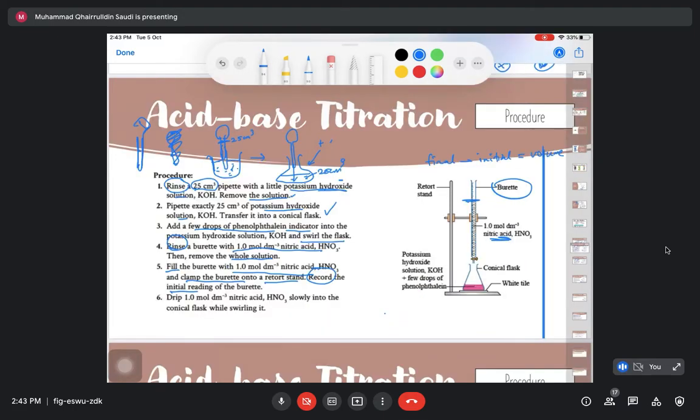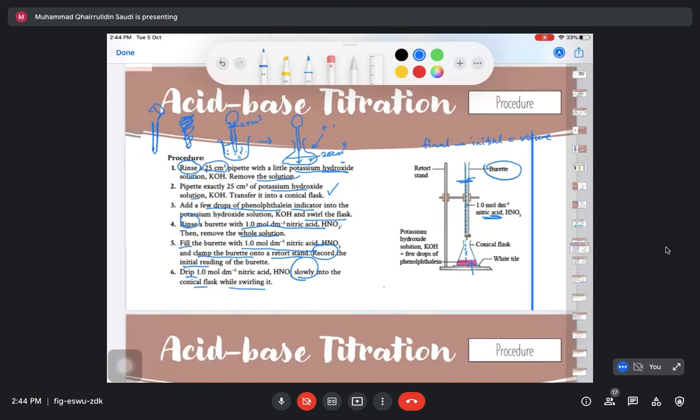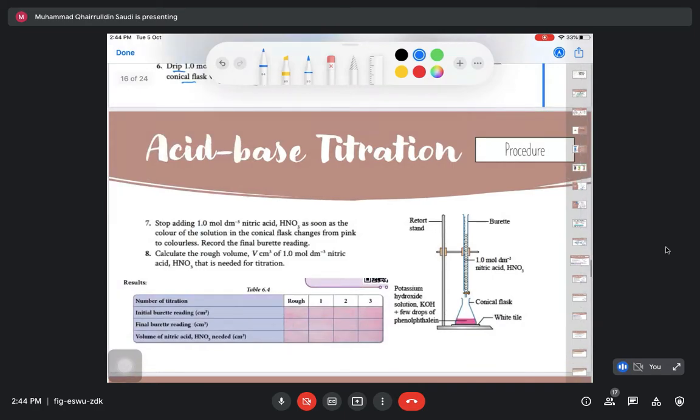Okay, ni barulah bila kita dah bubuh acid dalam burette, dah bubuh alkali and indicator dalam conical flask, barulah kita drip. Kita dripkan our acid into our conical flask. Drip acid slowly into the conical flask while swirling it. Sambil awak kacau dia. Kacau perlahan-lahan. Okay, swirl. Dia macam pusing-pusingkan conical flask tu. Okay, bukan goncang, okay? Not shake. Swirl. Okay. After that, you will stop adding the nitric acid as soon as the color of the solution in the conical flask changes from pink to colorless.